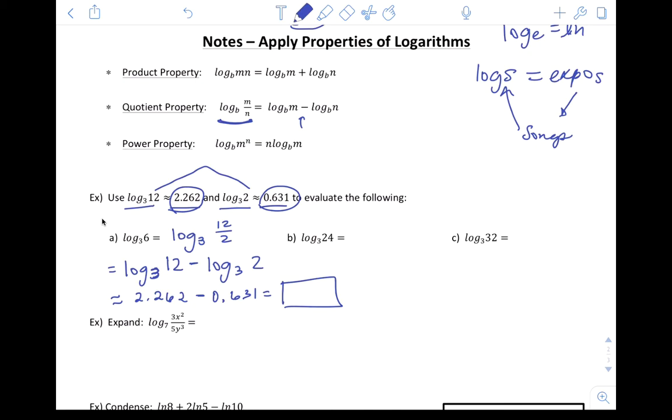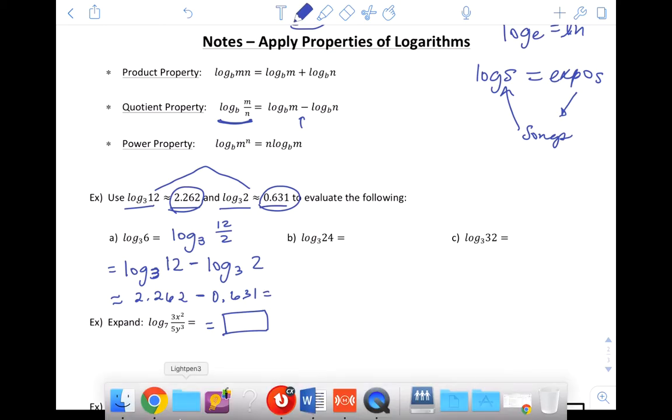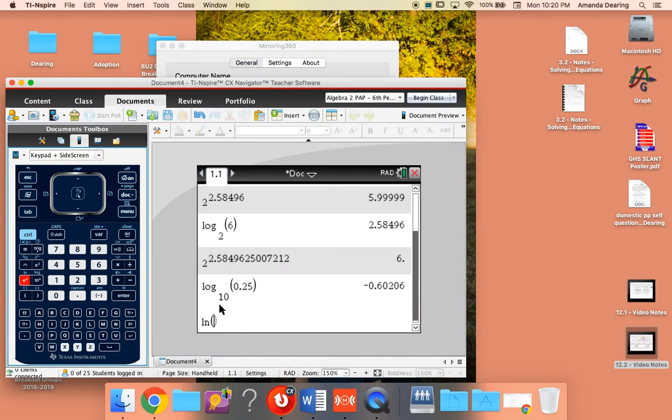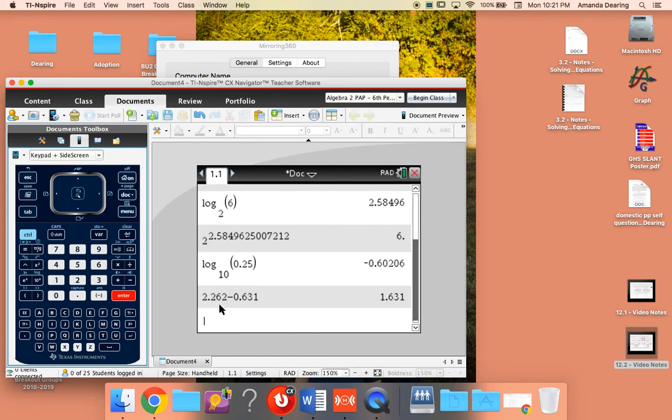So my answer, well, what is 2.262 minus 0.631? If you really have to, you can go right back to it. 2.262 minus 0.631, 1.631.